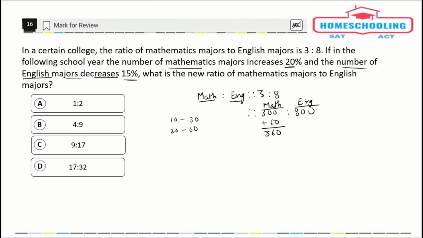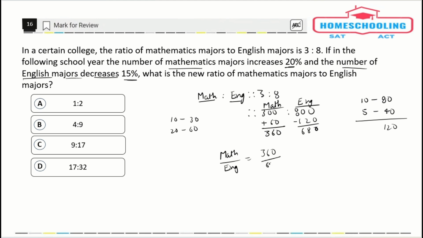Similarly, English major decreases by 15%. So 10% of 800 is 80. 5% would be half of it, that would be 40. So 15% would be 80 plus 40, that would be 120. So we have to subtract 15%, that is 120. So it will come around 680.